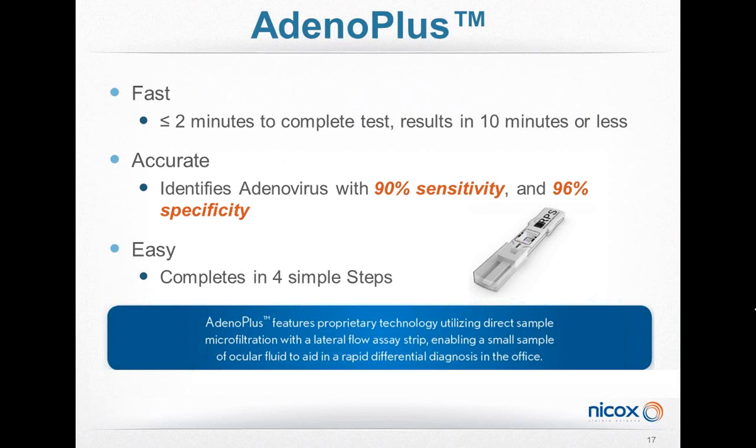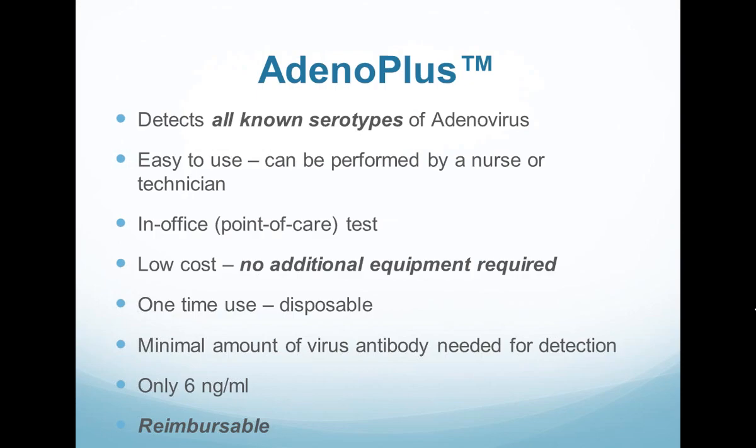This is the most accurate test we have. If this shows two lines, this person has it. It looks kind of like a pregnancy test, except in this case it's adenovirus that you have. It's completed in those four easy steps.